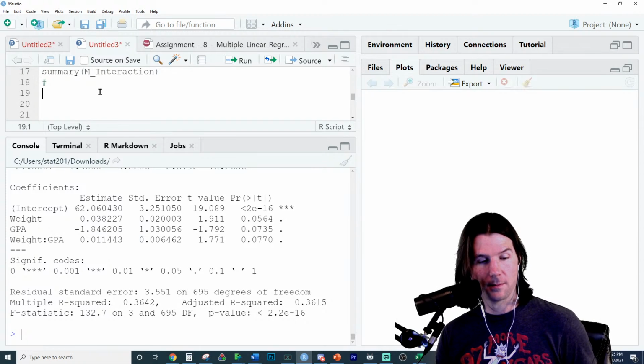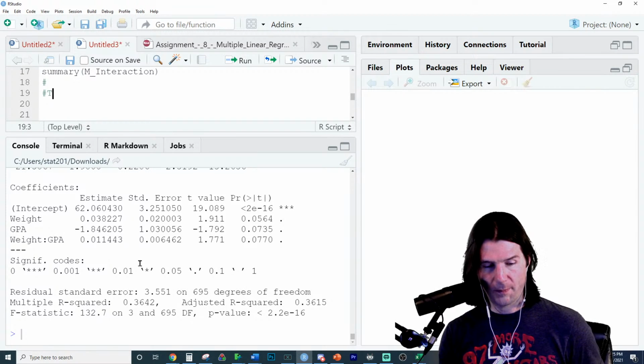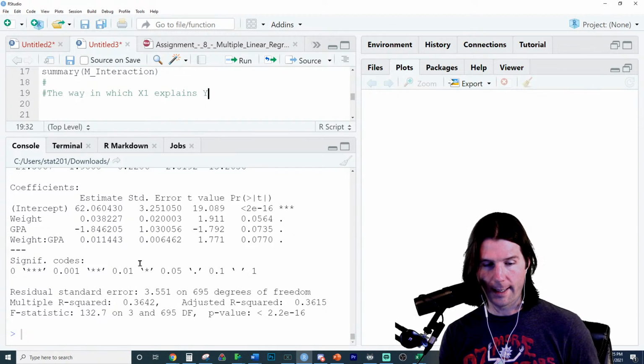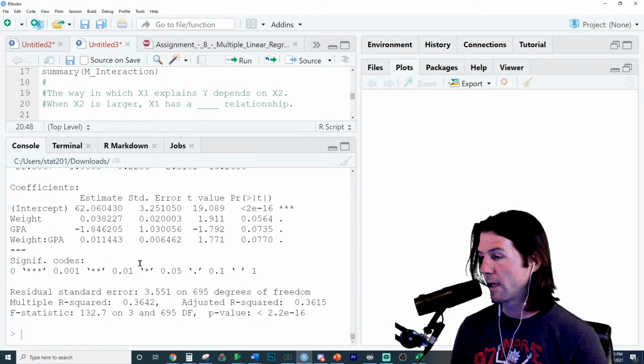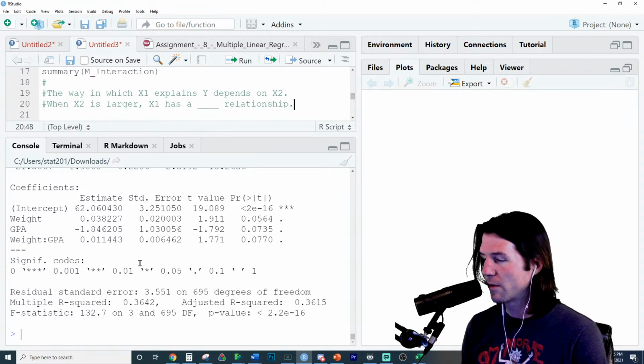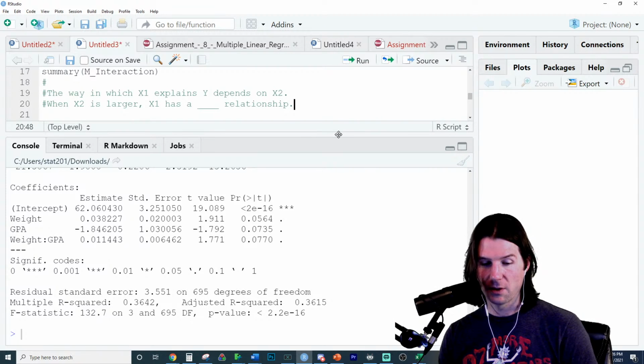Okay, so let's write something out. The way in which x1 explains y when x2 is larger, x1 has a blanker relationship. So there's a lot of ways. It could be weaker, it could be stronger, it could be more negative. This is probably the hardest part of interactions. I see a lot of just not understanding how to interpret interactions.